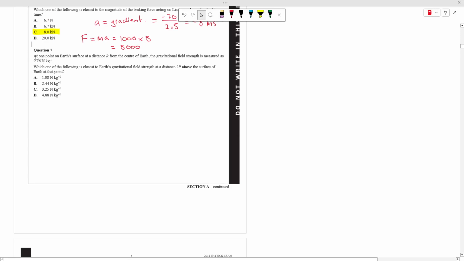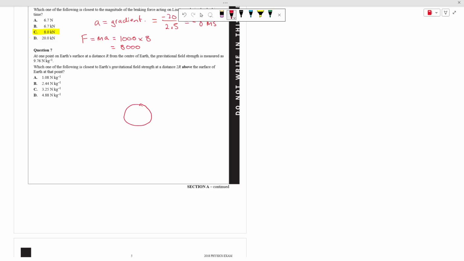Question 7. At one point on Earth's surface at a distance r from the center of the Earth, the gravitational field strength is measured as 9.76 newtons per kilogram. Which one of the following is closest to Earth's gravitational field strength at a distance 2r above the surface of the Earth at that point? So this is a really sneaky question, so I'm going to draw the picture.